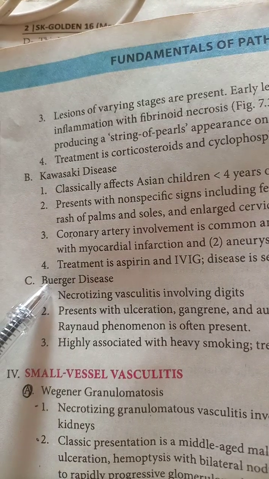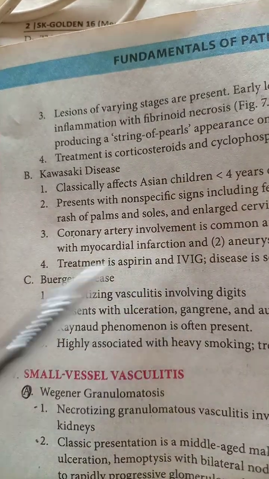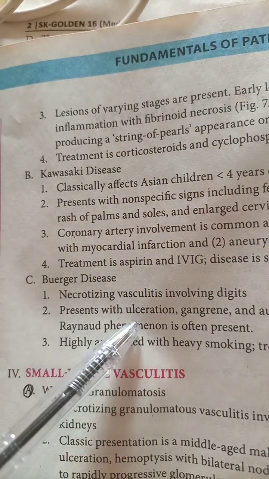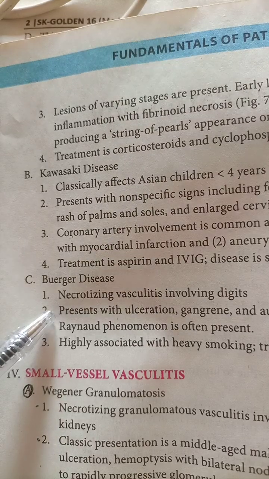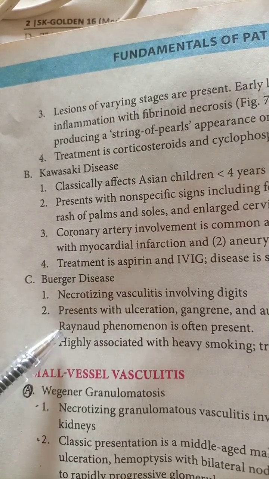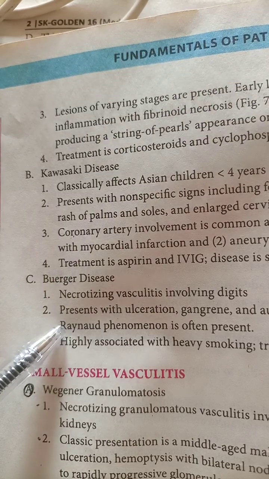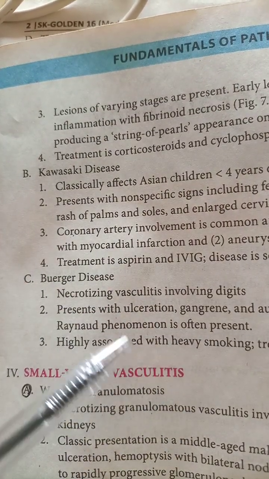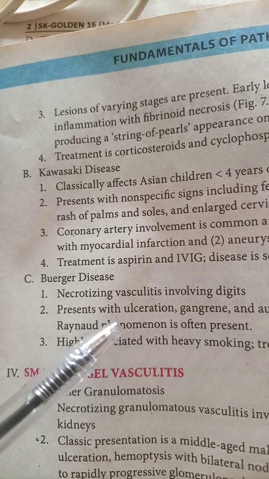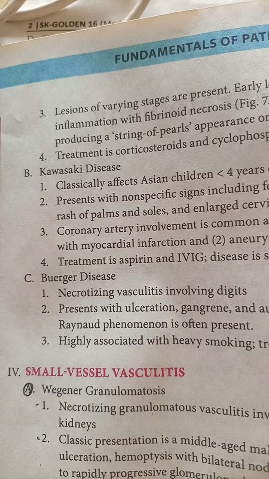Buerger disease, also known as thromboangiitis obliterans, is a necrotizing vasculitis involving the digits and limbs, presenting with ulceration, gangrene, and autoamputation of fingers and toes. Raynaud phenomenon will be there. Peripheral vasoconstriction results in decreased blood flow or bluish discoloration of limbs, and it is associated with heavy smoking or sudden smoking cessation. Patients present with Buerger disease. This one is a medium vessel vasculitis.